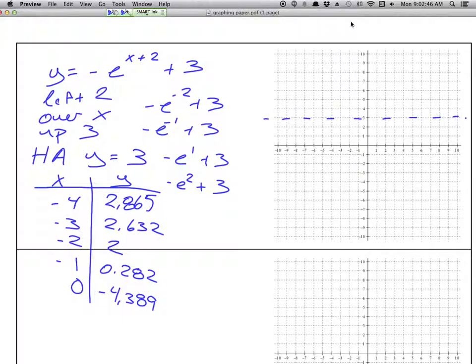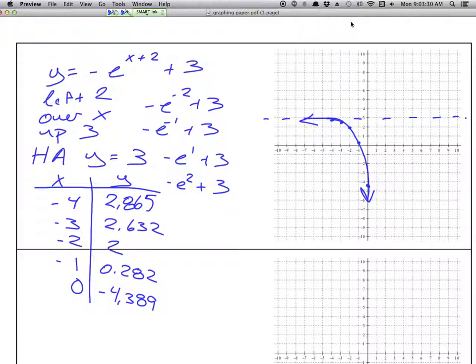So I put that in there. I've got negative 4 and 2.9, so that's going to be way up there. Negative 3 and 2.6, so that's going to be about right there. Negative 2, 2. I've got negative 1 and 0.282, so somewhere around there. And then I've got 0 and negative 4.3 something, so about right there. So we should be able to tell that it's going down on the right and it's flattening out on the left.